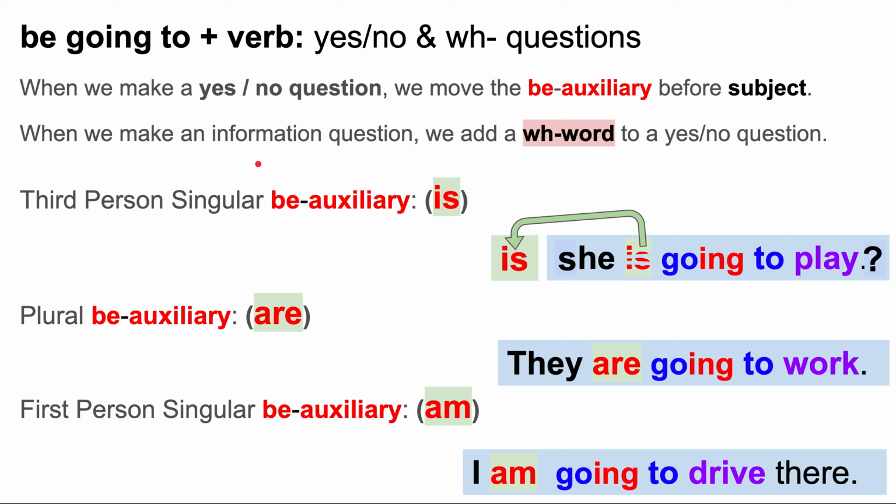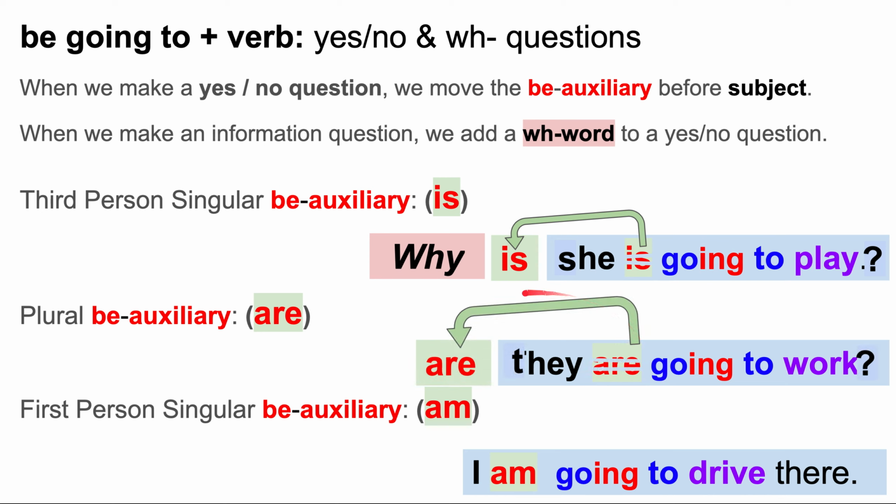Now, to make an information question or a WH question, we add a WH word to a yes-no question. So, is she going to play? WH question. Why is she going to play? Let's look at another example. They are going to work. The be auxiliary, are. Yes-no question. Are they going to work? WH question. Where are they going to work?